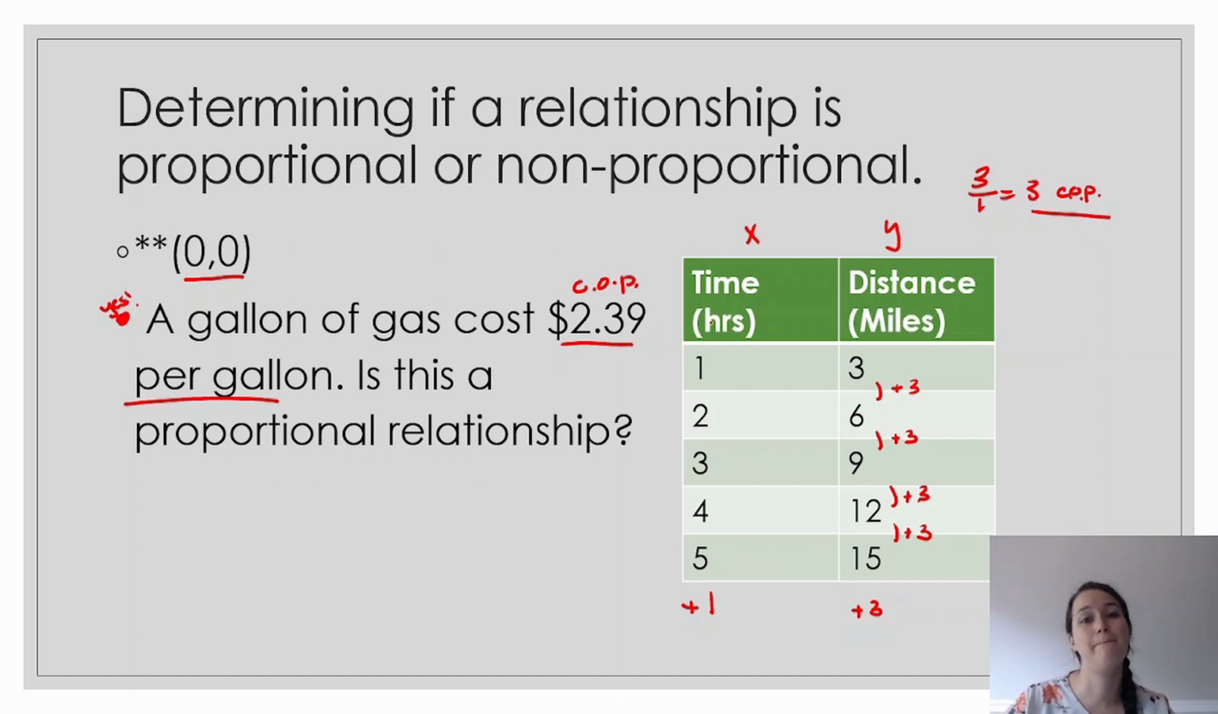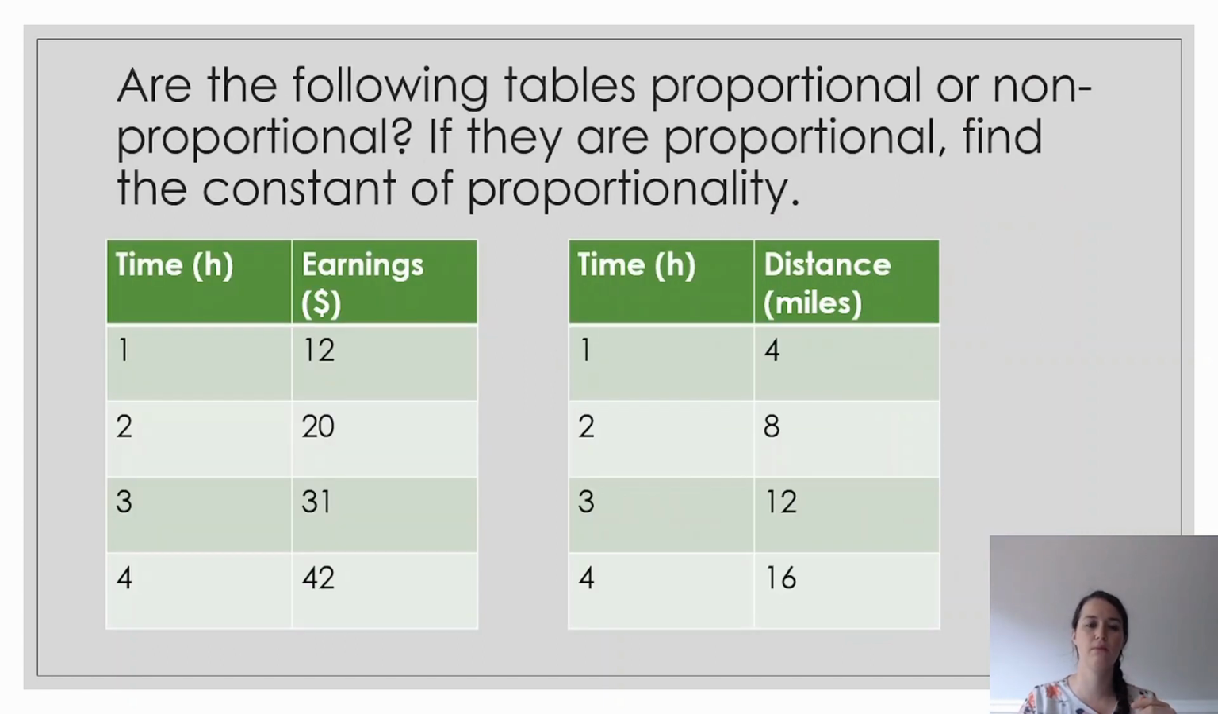And if I went backwards, so if I went from one and I went backwards one, I'm at zero. Then if I was at three and I went backwards the three, I would be at 0, 0. So yes, this is proportional. And therefore the number they give me, this three, is my constant of proportionality. Again, you might have a number that looks like your constant of proportionality, but if it doesn't match up with 0 and 0, then it is not proportional. So we'd actually use a different term for that number.